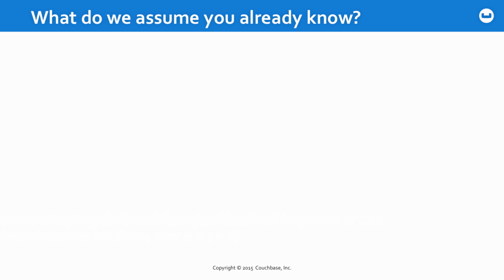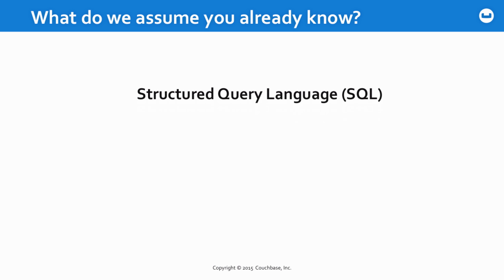So what do we assume you already know when you take this course? First, we're going to assume you're at least familiar with SQL, or sequel, however you like to pronounce that, structured query language. Because if you know SQL, you already pretty much know N1QL. Where N1QL is different, the differences are driven specifically because of the fundamentally more flexible data model provided by JSON relative to old-style RDBMS tabular data.